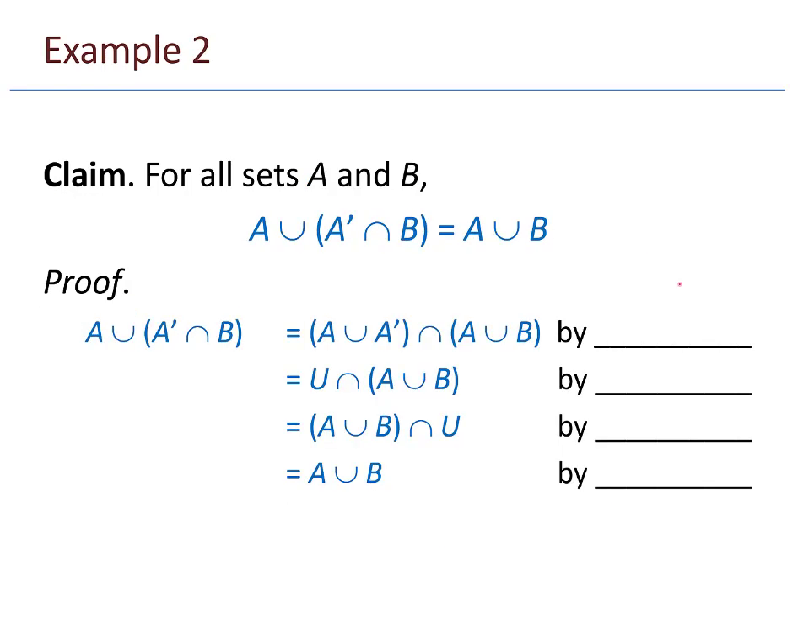All right, this is example 2, but let me ask you to pause the video and give this a try, and then start up the video again when you want to check your work. Okay, go to it. All right, and the answers are distributive, negation, commutative, and identity. Okay, so we've covered a lot, element-wise proofs and proofs using set properties, and so I will stop here.